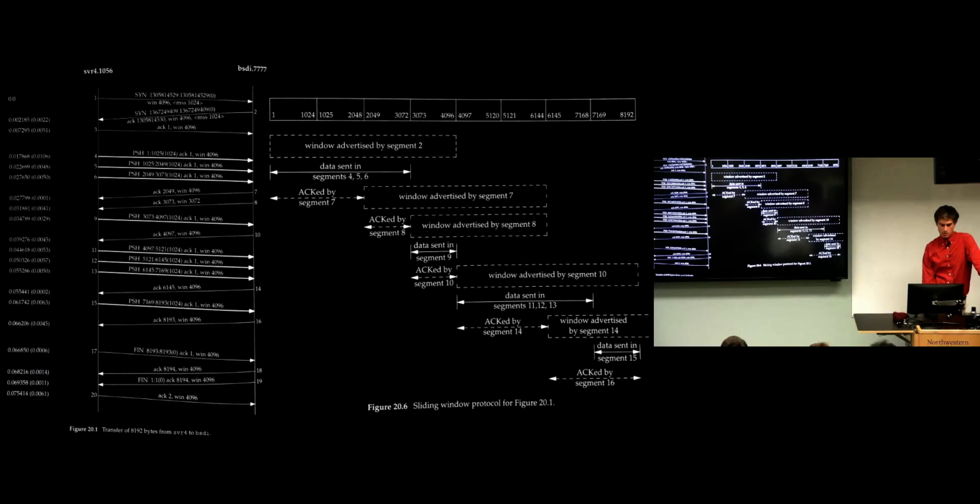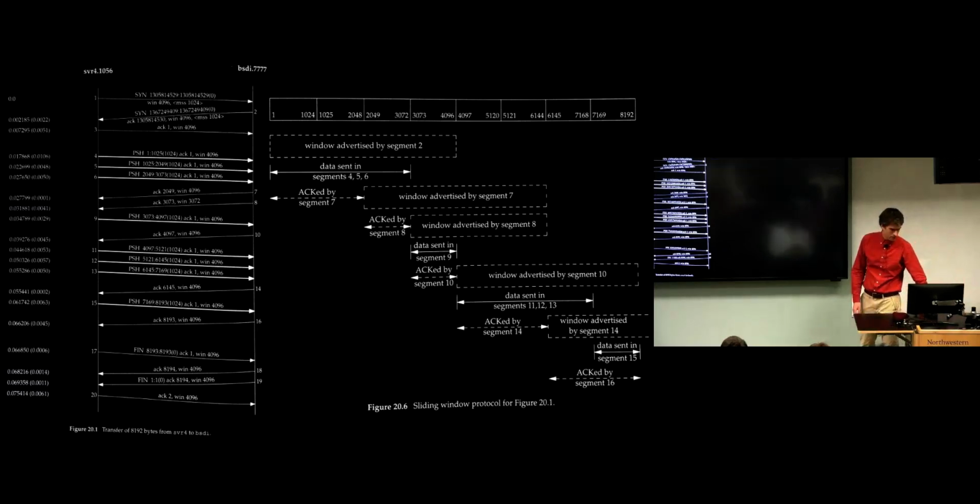I'm not sure I really want to talk about these details. So this is a trace, again from the TCP/IP Illustrated book, where there's a handshake, and then there's data sent.